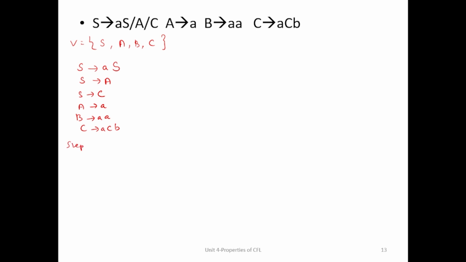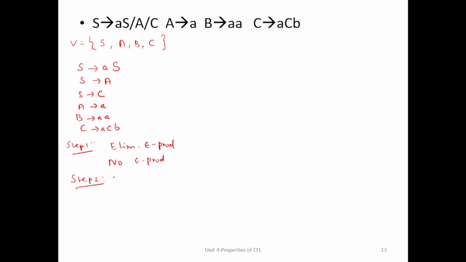So step 1, eliminating epsilon production. Here there is no epsilon production in the given grammar. So all productions contain some symbol in them except epsilon. So there is no possibility of implementing step 1, that means eliminating epsilon production.